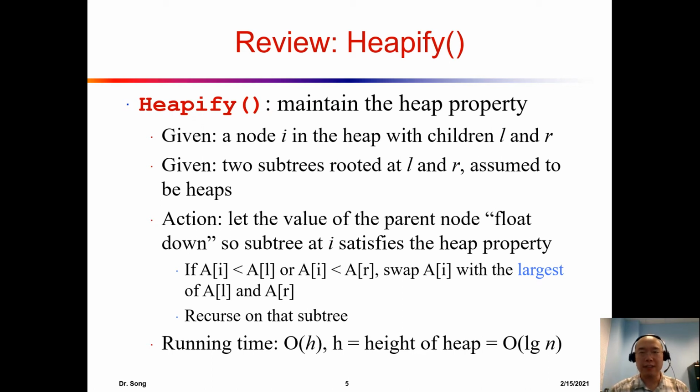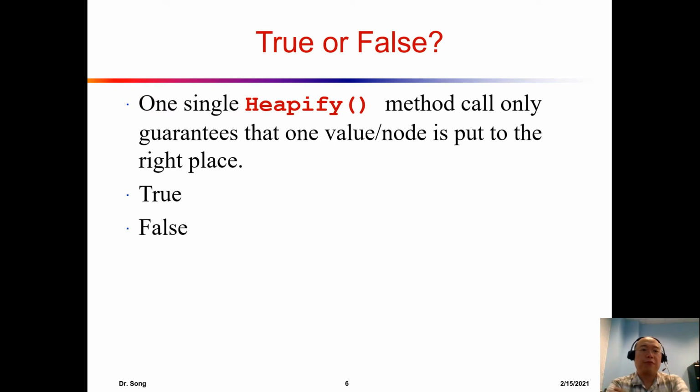The worst case is we are putting one of the root all the way down to a leaf, and then how many moves are there? There are log n moves, right? Okay, and true or false? For one single Heapify method call, we only guarantee that we got one value or one node is put to the right place. So I'm giving you 5 seconds.